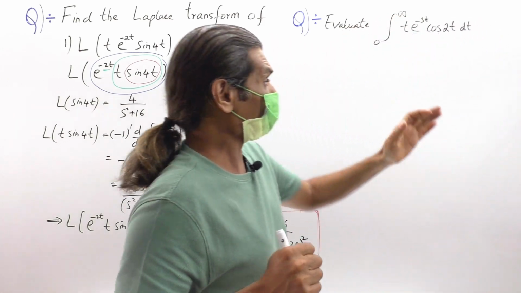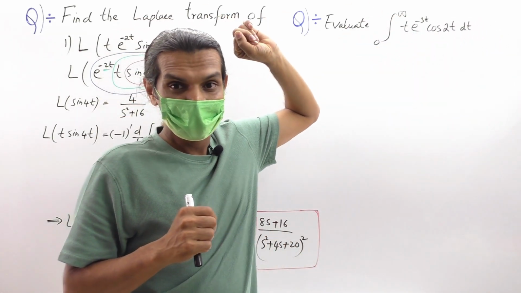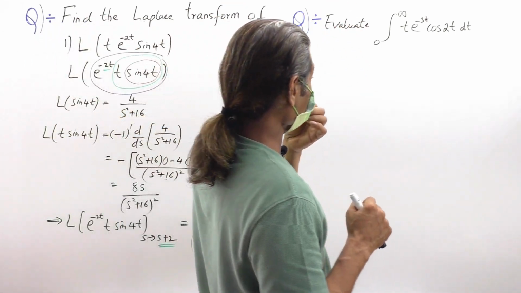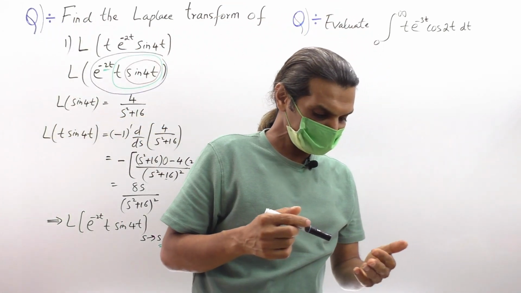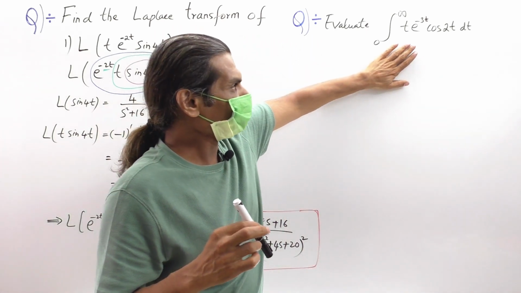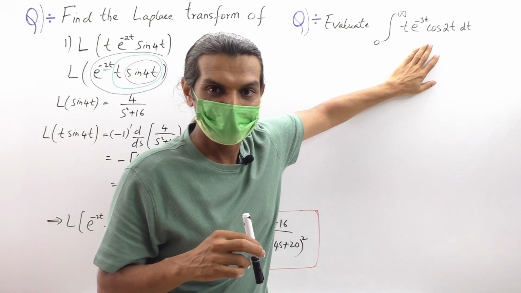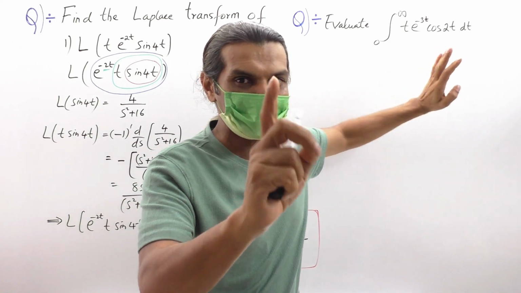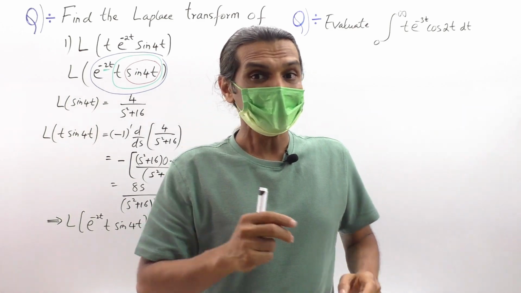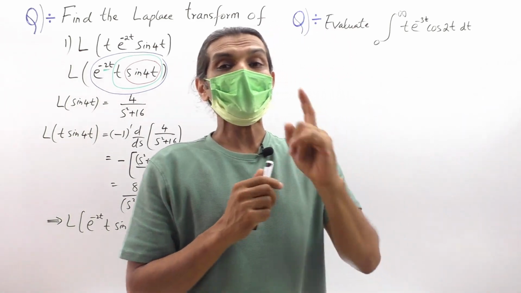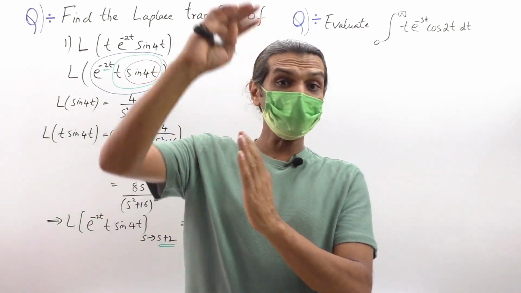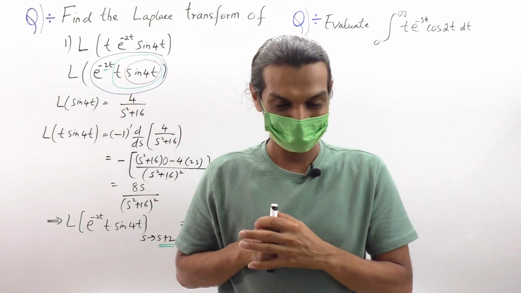Why? Because see, there is something given 0 to infinity. Okay. Evaluate 0 to infinity t into e raised to minus 3t into cos 2t dt. So let's solve this question. See, can you tell me which property it belongs to? See, this is not any property. In the beginning of Laplace, while discussing Laplace basics, I have given you the first formula. Laplace transform of any function is defined as L of f of t is equal to 0 to infinity e raised to minus st f of t dt.